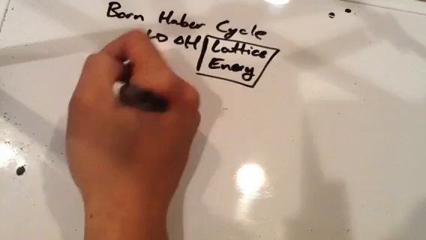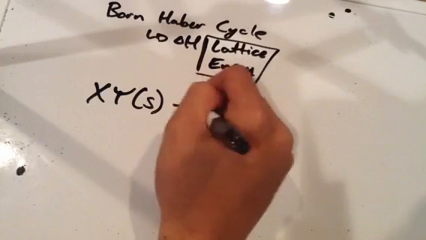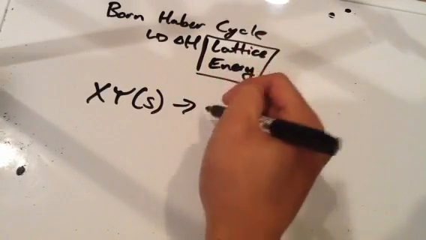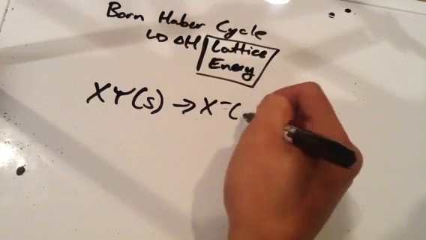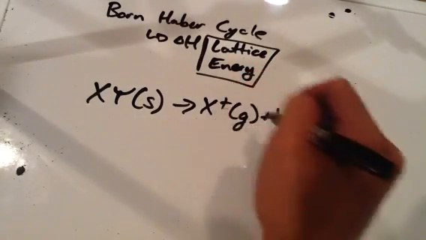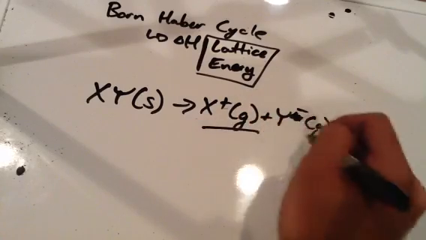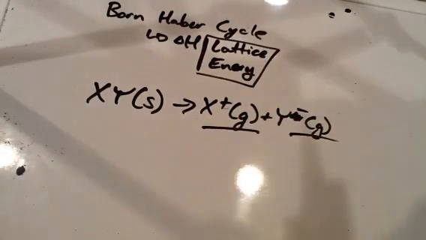Now, an important thing to note is that if you have an ionic compound XY, that will be a solid. If you're using lattice energy, you're going to be breaking this down into, actually this should be X plus gas, Y minus gas. So you want to get these in the gas form, or the gaseous forms.